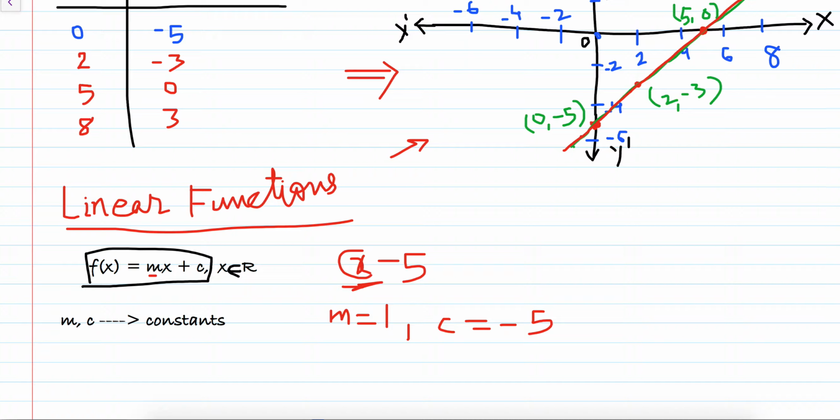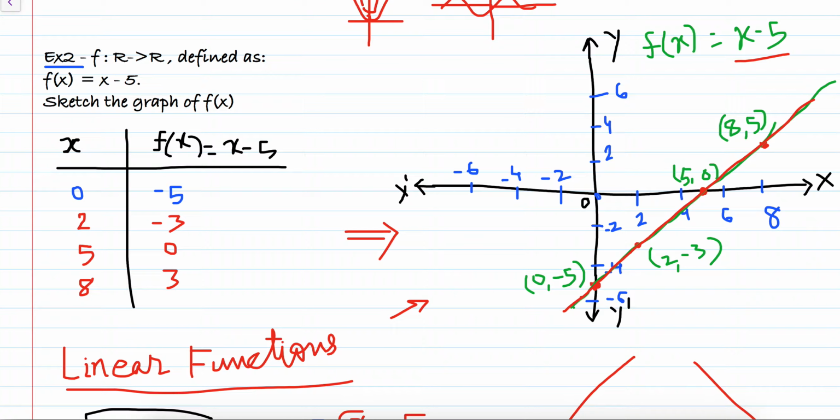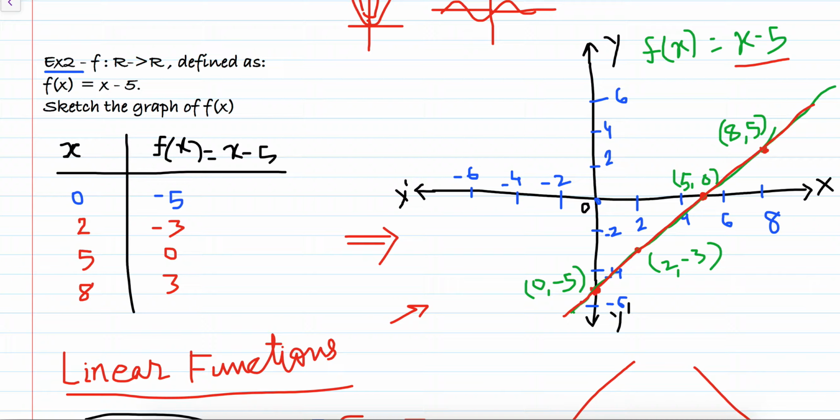So suppose we want to define a line which is not like this but like this. Then we make this m term negative. So for this case m is greater than 0. For this case m is less than 0. So if we had minus x minus 5, then for 0 we would have got the same point. For minus 5 we would have got 0.